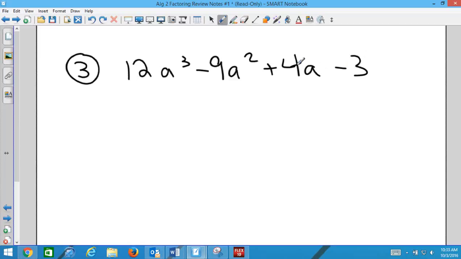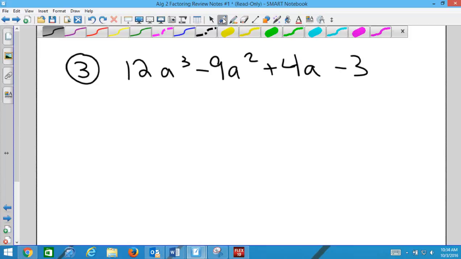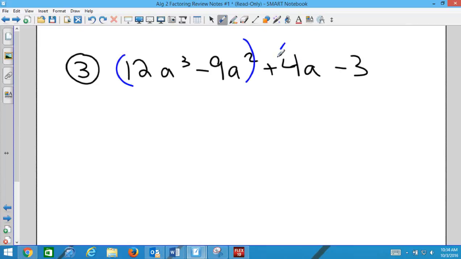So we look and we see that we have 4 terms. What would we do first? Okay, we're going to group them. Make sure you have a plus sign in between. And then take out our greatest common factor. What is the greatest common factor of these 2 terms? 3 and a squared.